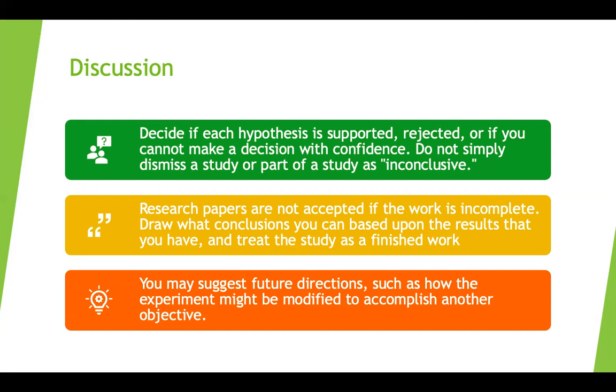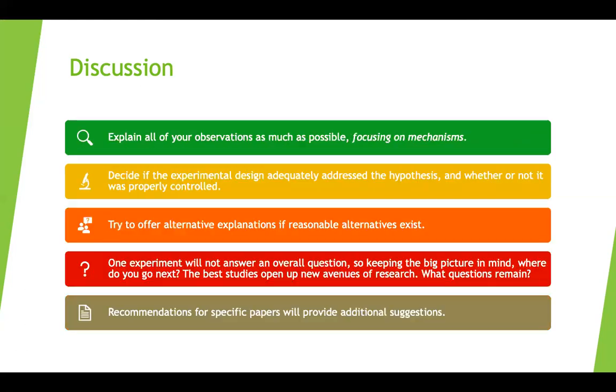You may suggest future directions, such as how the experiment might be modified to accomplish another objective. So this is all you can discuss in discussion. Explain all of your observations as much as possible, focusing on mechanism. Decide if the experimental design adequately addressed the hypothesis and whether or not it was properly controlled. Try to offer alternative explanation if a reasonable alternative exists.